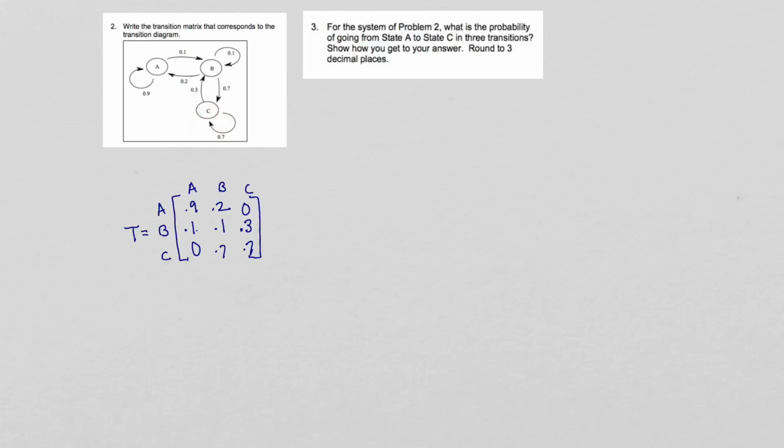But what we can do is write our transition matrix to the 3rd power. So what we're going to do is take our transition matrix and raise it to the 3rd power, and that should give it to us. So this is going to be, well, let's write what we have here. Here's A, B, and C, and then we need to compute this.